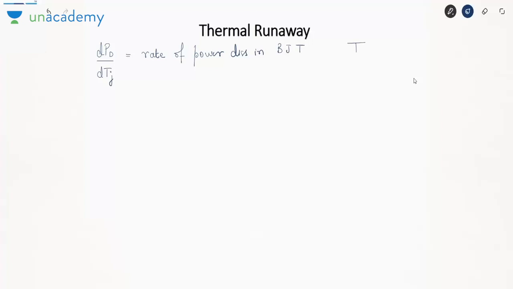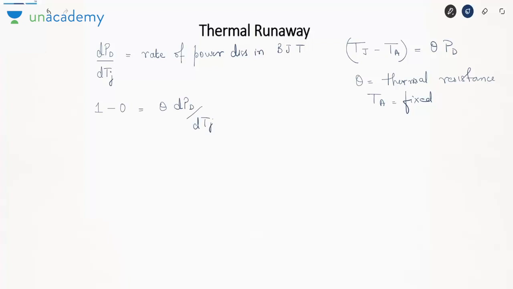Now in the thermal model of BJT, I told you the difference in the junction temperature is equal to theta multiplied by power dissipation. Remember, we represented the thermal model in terms of a circuit where theta was thermal resistance. In that case, if you differentiate both sides with respect to Tj, 1 minus 0, because ambient temperature is always fixed, is equal to theta into dPd by dTj. So dPd by dTj is how much? It is 1 by theta.